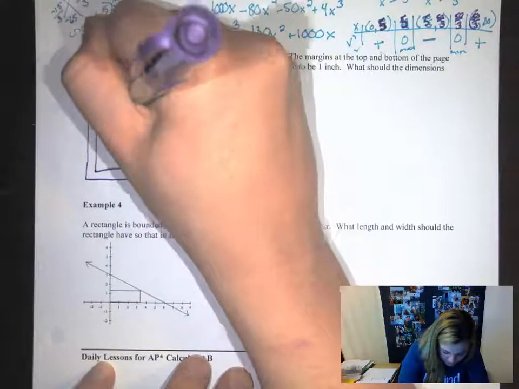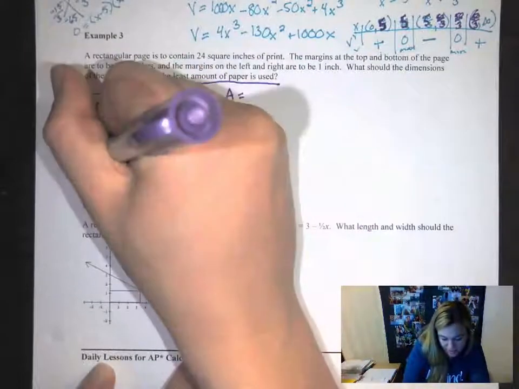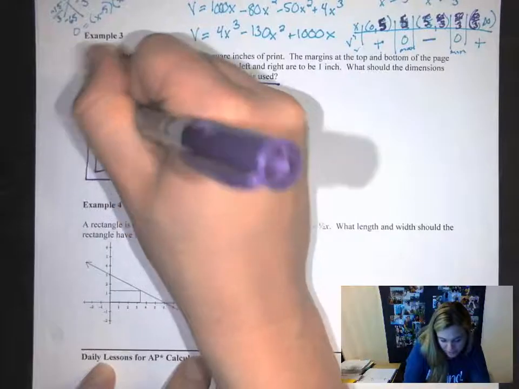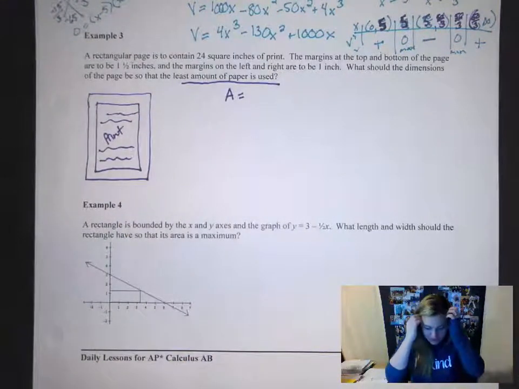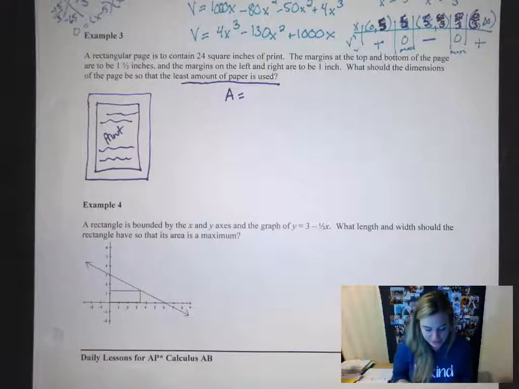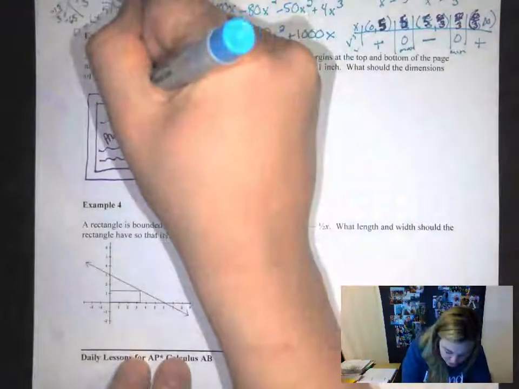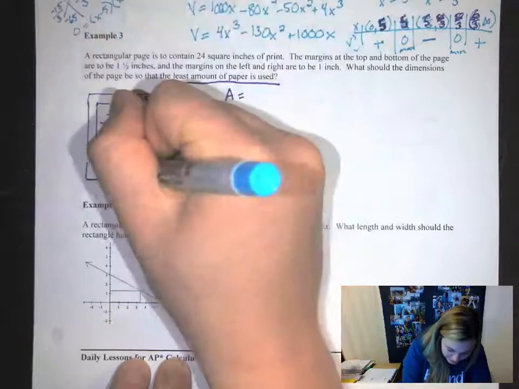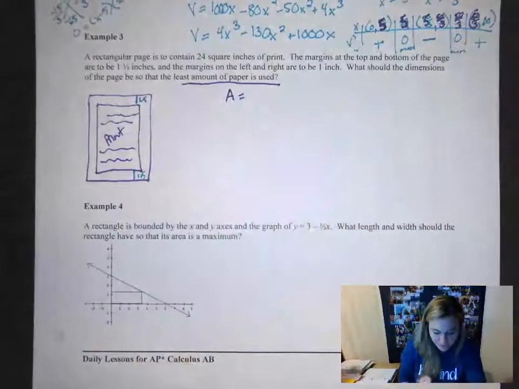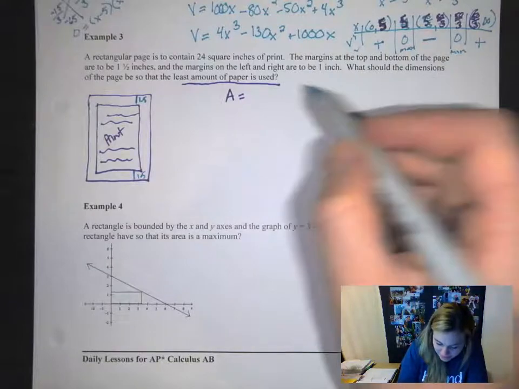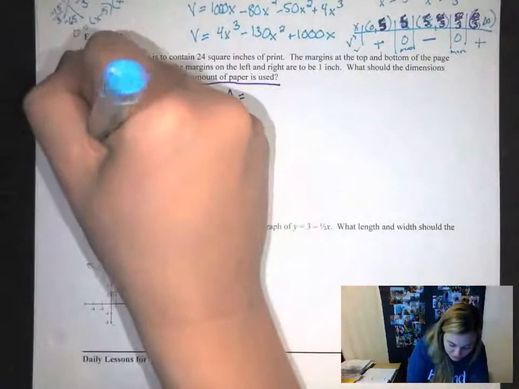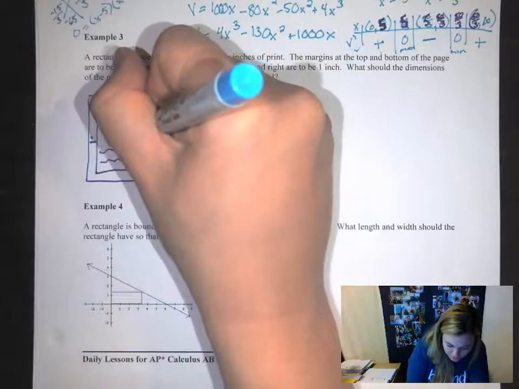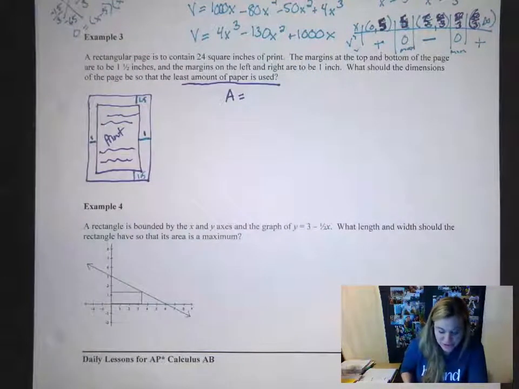So we've got this piece of paper, and we know the print is in here. So this is my paper, like you know how margins work. And some of the things about here, it says the margins at the top and the bottom of the page are to be 1.5 inches. So here, this is 1.5, down here is 1.5. And then it says that the margins to the left and the right are 1. And it says, what should the dimensions of the page be so that the least amount of paper is used?